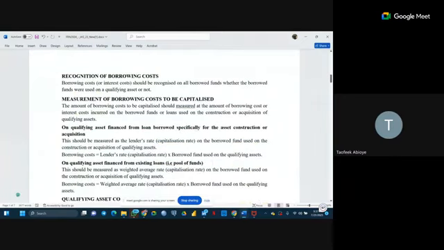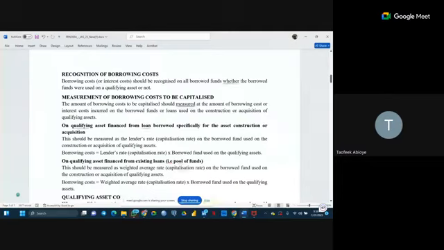So measurement of borrowing cost to be capitalized. The amount of borrowing cost to be capitalized should be measured at the amount of borrowing cost. Sorry. I think I was being rushed when preparing these notes. Sorry, please.